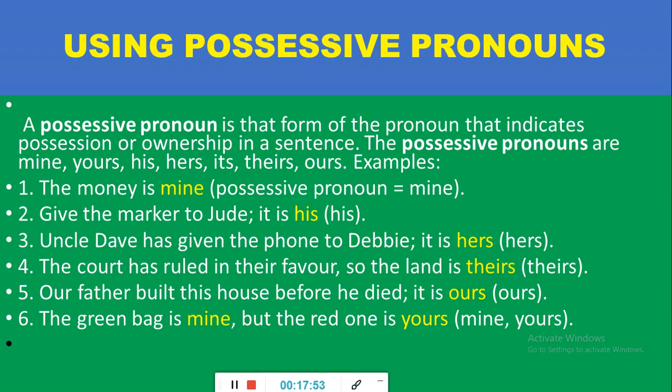So now let's look at the difference. But when we say it is my money, my is not a possessive pronoun. My is a possessive adjective, because if we say it is my money, my is only giving us information about the money. My money, all right? My is a modifier, modifying the noun money. So it's a different thing than a possessive pronoun.